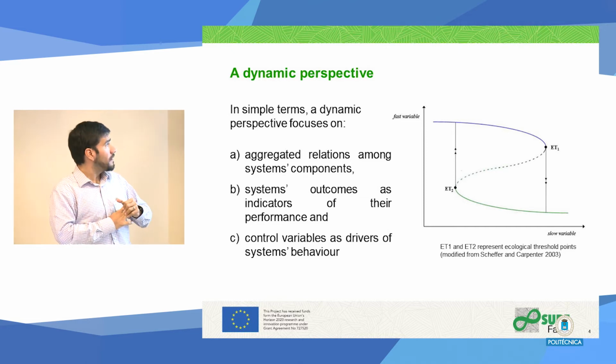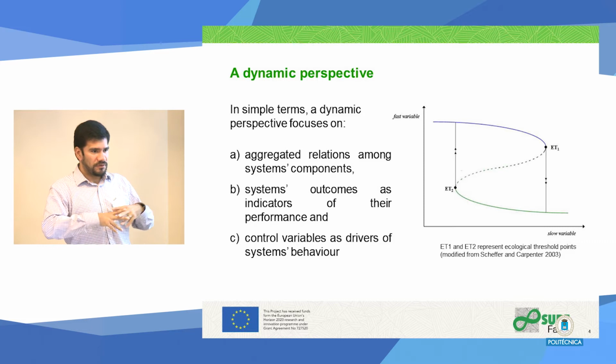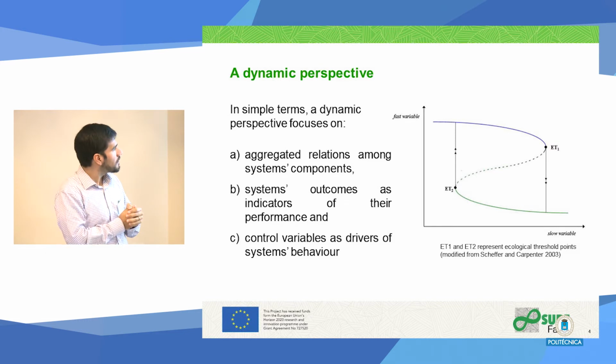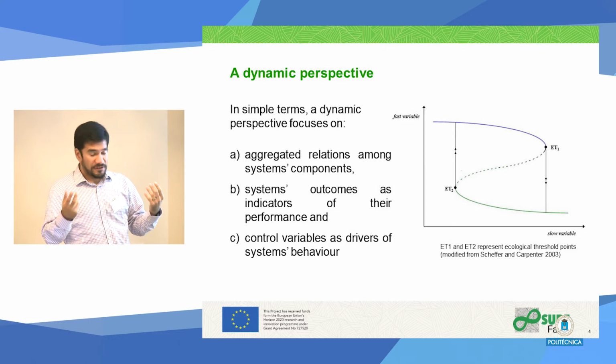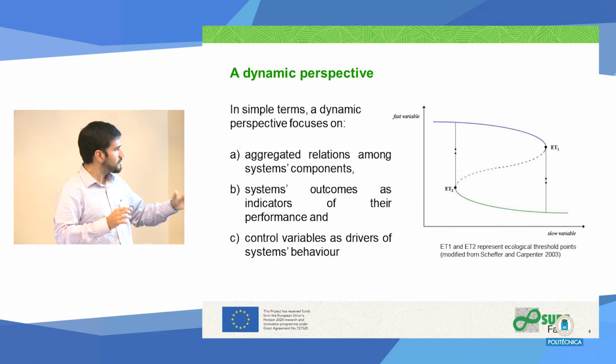There are three reasons why we think it could be useful. First, it aggregates relations among system components, so it reduces detail complexity, that is, having many different elements, and focuses on dynamic complexity, that is, the complexity of the interactions between those elements. Second, it is focused on outcomes as an indicator of performance, so it gives us something tangible to talk about, something we can observe, see how it changes, and try to measure or at least assess, because it is more tangible than the overall concept of the system.